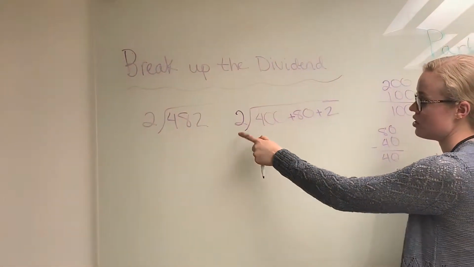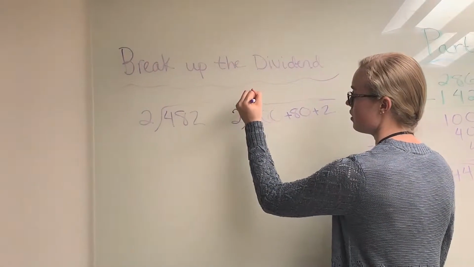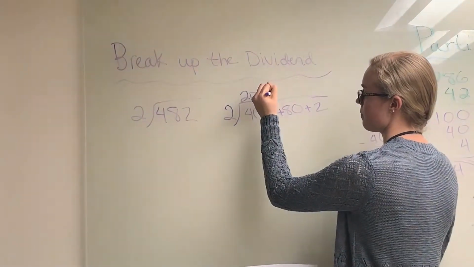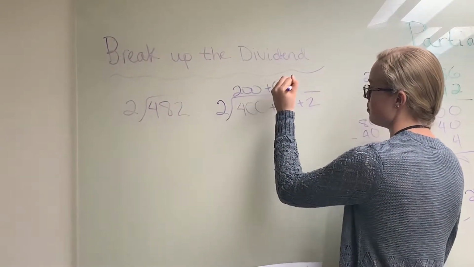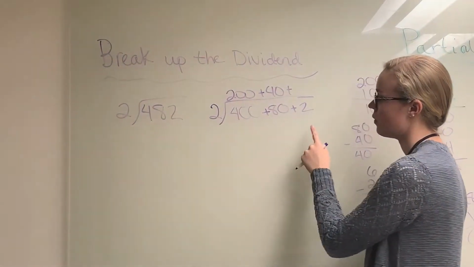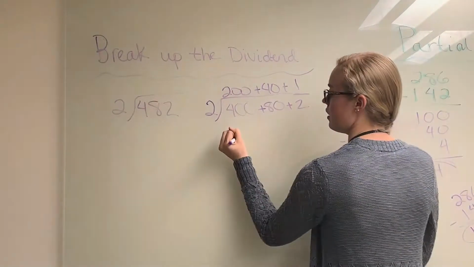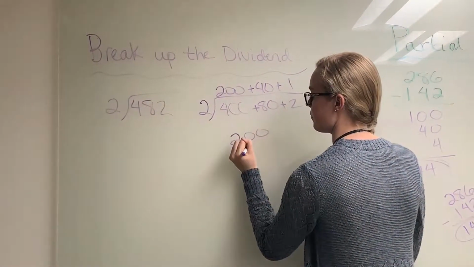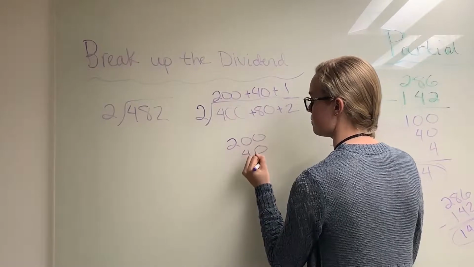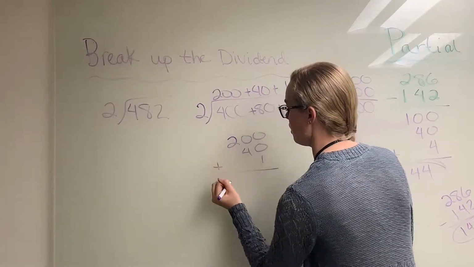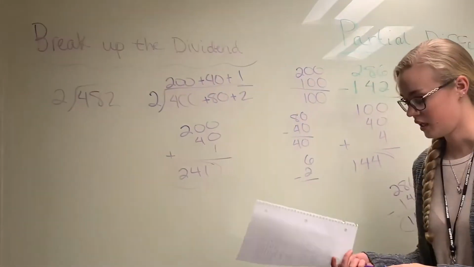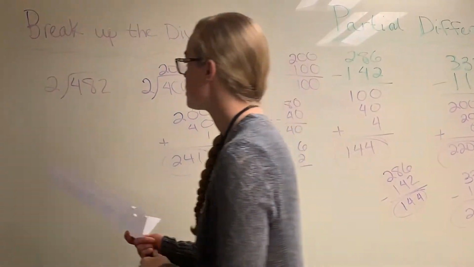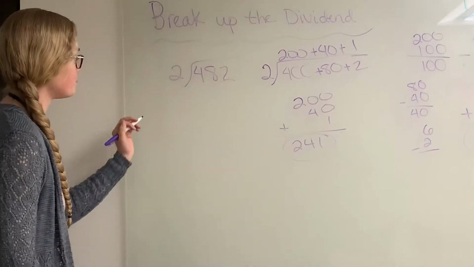How many times does 2 go into 400? 200 times. How many times does 2 go into 80? 40 times. How many times does 2 go into 2? Once. And I just add them all up. 241 is our answer. And again, just like the rest of them, we can always check these with traditional algorithm.